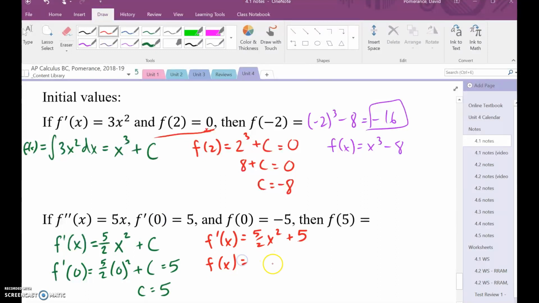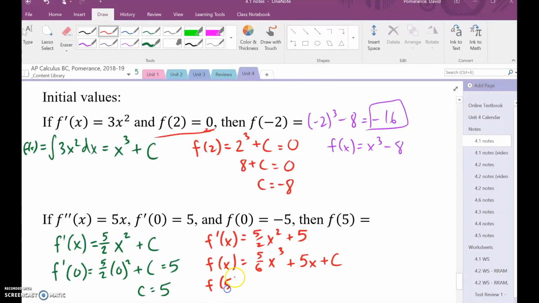So we'll do that one more time. The x squared turns into an x cubed. We're going to divide this coefficient by 3, so we're going to get 5/6. The 5 anti-differentiates to 5x, and again, we still have a c. This is a different c from our last problem because this is a different function.